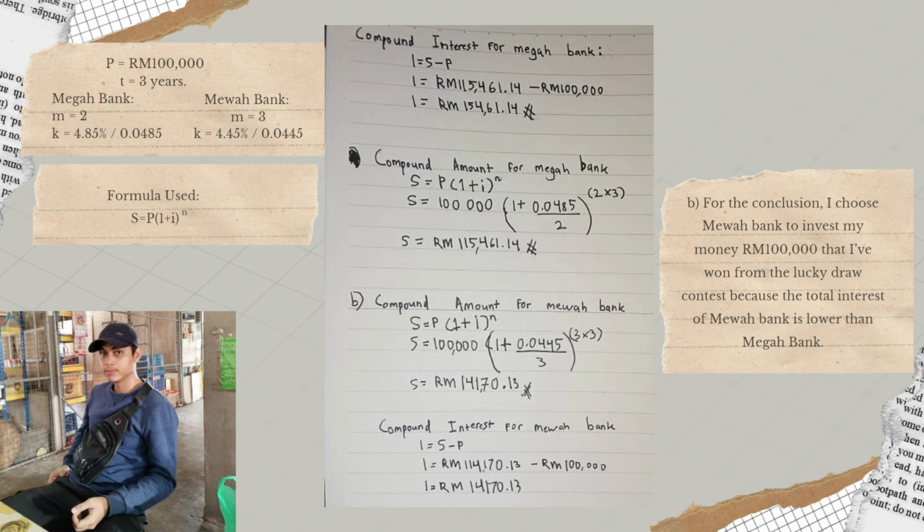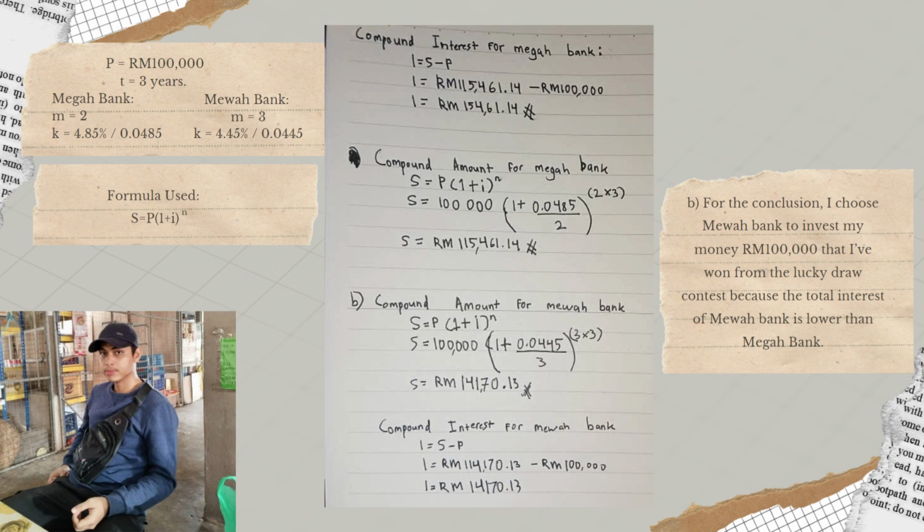For Megah Bank, first of all, we need to enter all the information we got earlier into the formula. And after you get all of the information, you need to substitute into the formula, which is S equal to P bracket 1 plus I bracket N power of N. And then, you get the final answer, which is S equal to RM 115,461 and 14 cents. After you get this final answer of future value, which is S, you need to substitute into the formula I equal to S minus P, which is the formula to find the total interest for Megah Bank. And then, you get the final answer, which is I equal to RM 15,461 and 14 cents.